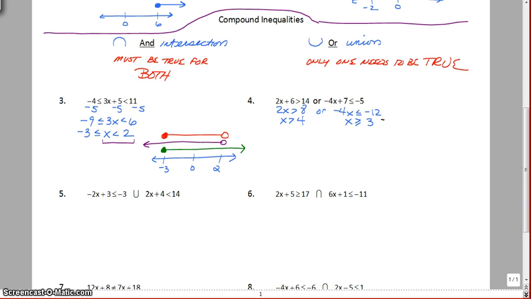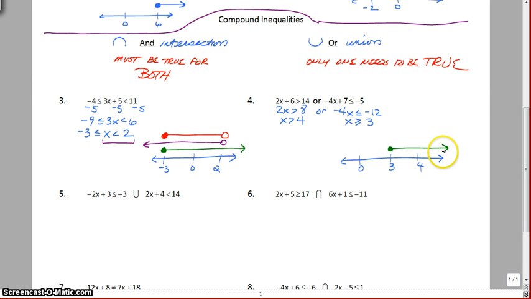Now this is where things get a little fancy, and this is also why I use a three-tiered method, because we are going to have a special case happening here. So we have our 0, our 3, and our 4. x is greater than or equal to 3.